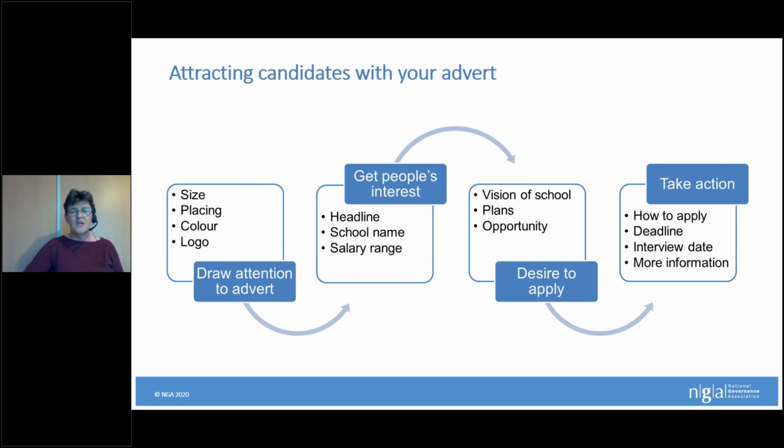The next stage is to generate that desire to apply for this role. We need a vision for your school, a plan, an opportunity, and make it clear to people how they can add value to your organisation. And then we need a clear call to action. How do they apply, interview dates, and the deadline?